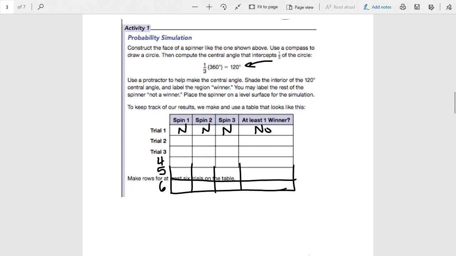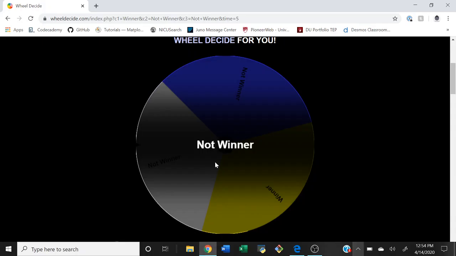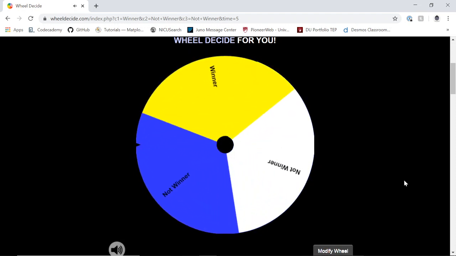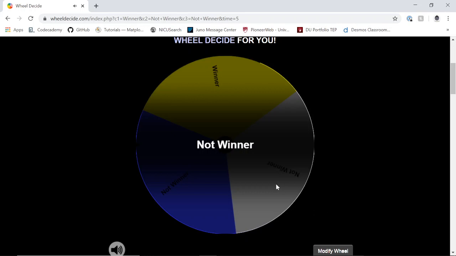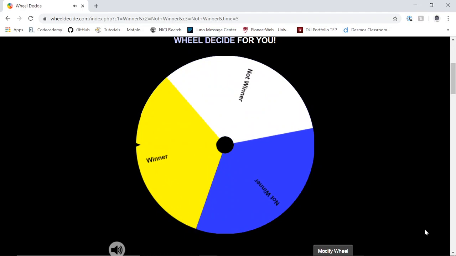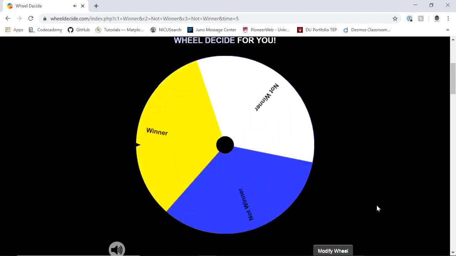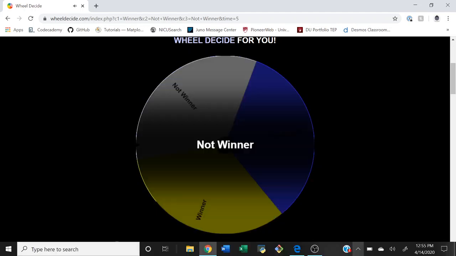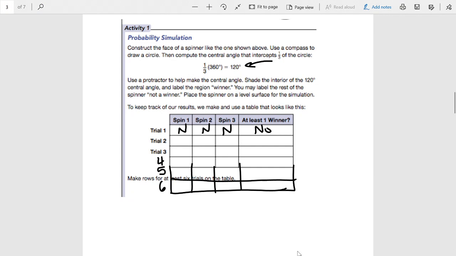So we'll do it again. And we'll do our 3 spins. All right, we got a not winner, a winner, awesome. So we got a movie ticket in that cereal box, and then a not winner. So we go back to our table once again. We say not winner, winner, not winner. And so did we get at least 1 winner? We would say yes, showing that in that experiment, it did actually come out like the theoretical probability.